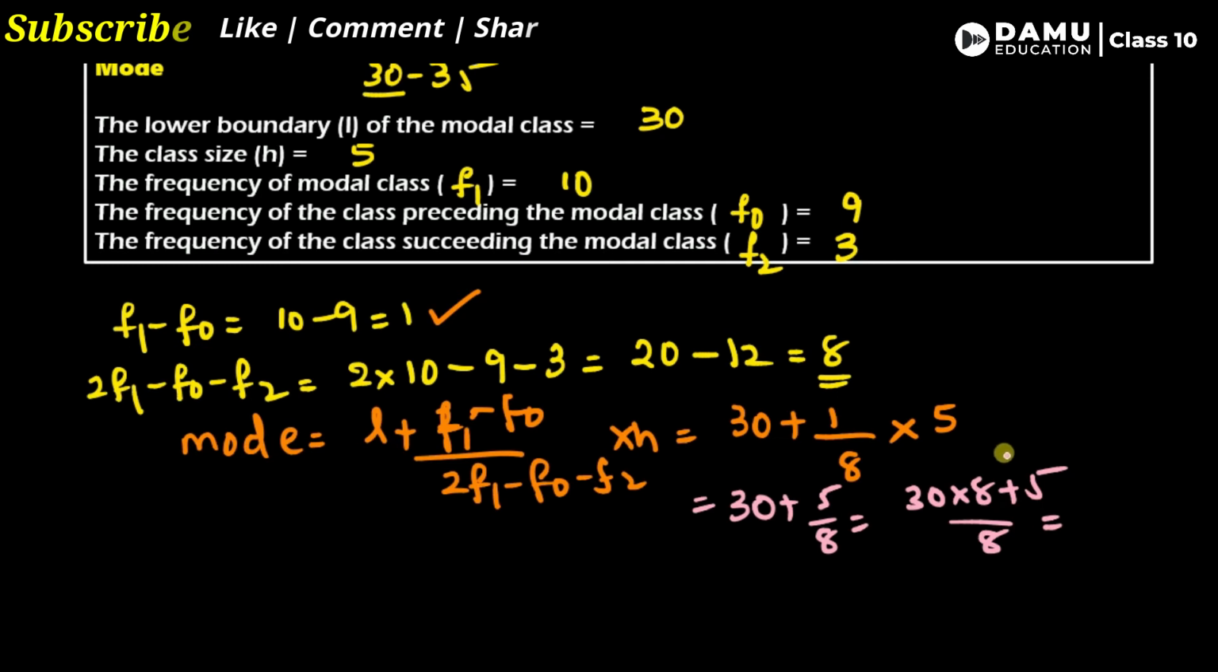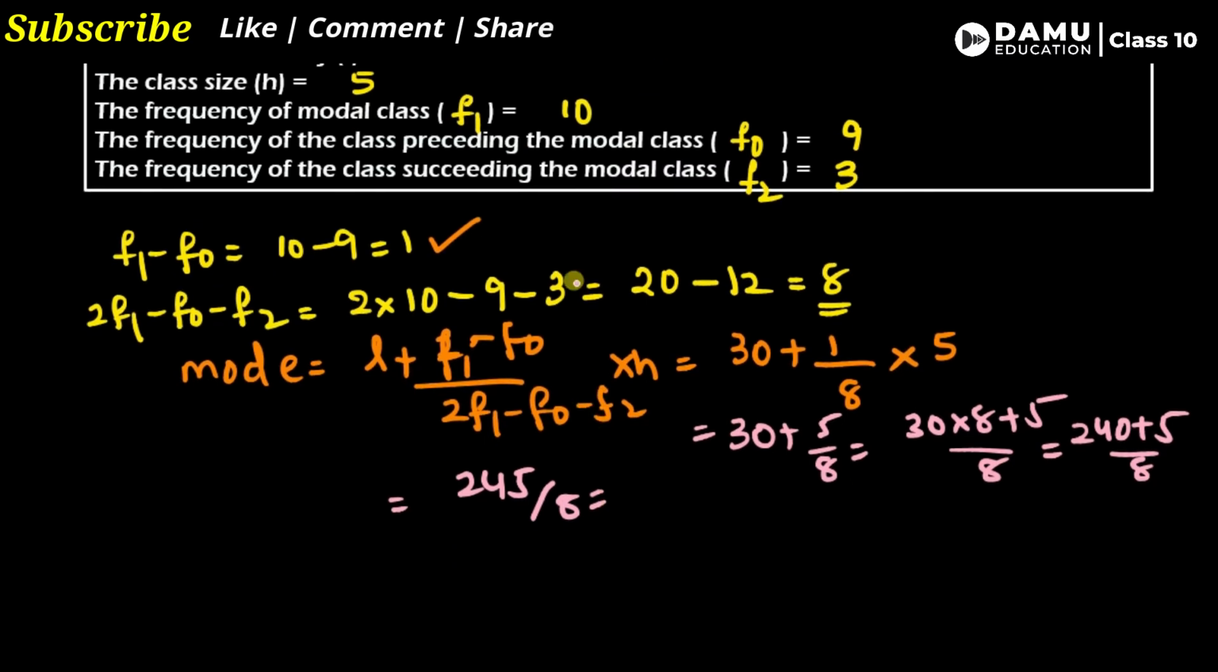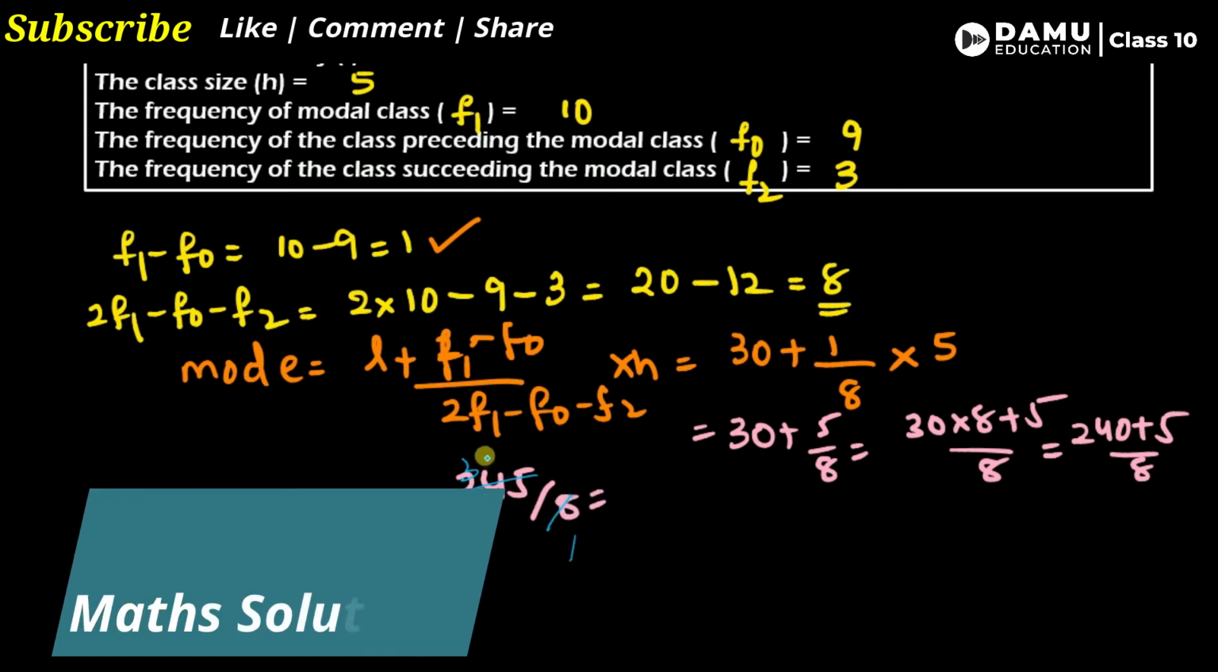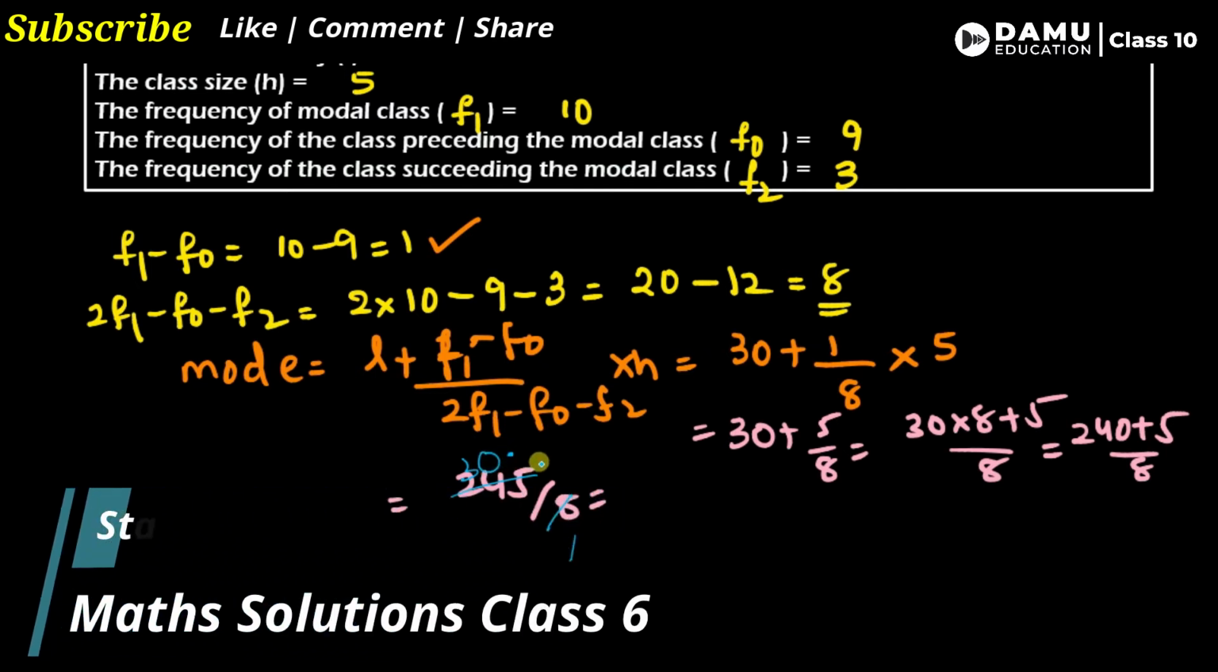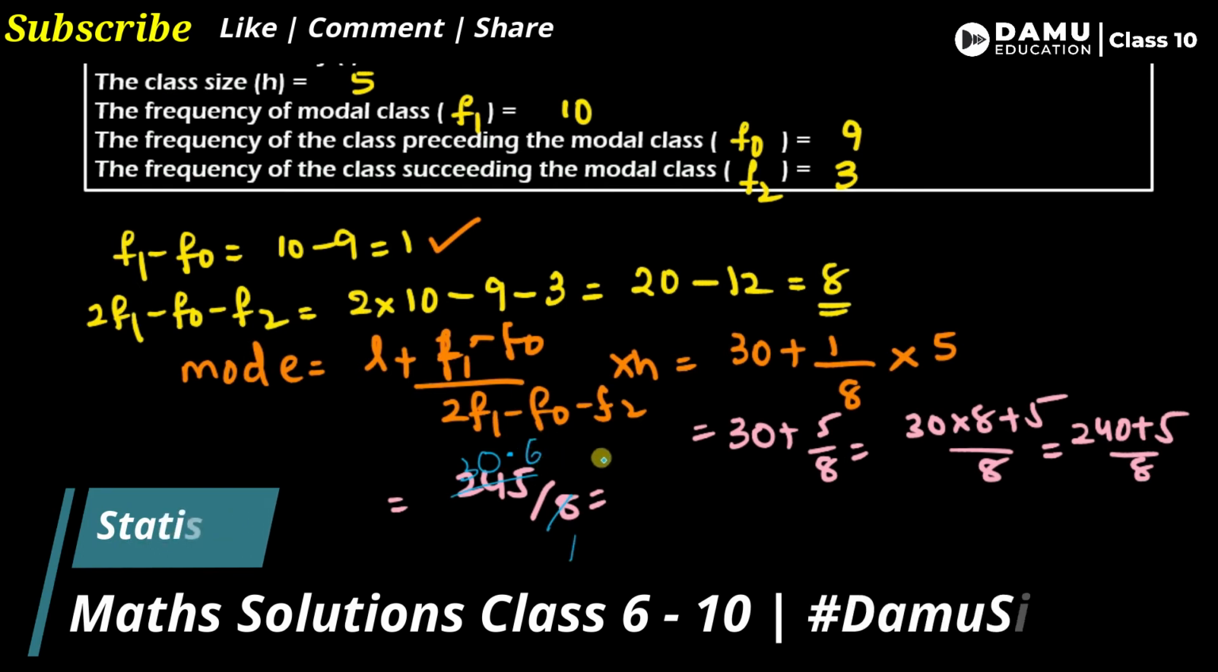30 into 8 is 240. 240 plus 5 is 245, so 245 by 8. Dividing: 8 ones are 8, then 3, then 5, put the decimal point and a zero. 8 sixes are 48, 8 twos are 16, then again 5. So we get 30.625. That is our mode.